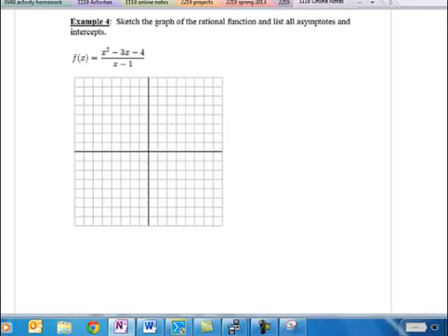One more example here. x minus 4 times x plus 1 would be the factored form of the numerator. And then the denominator is already factored as x minus 1.